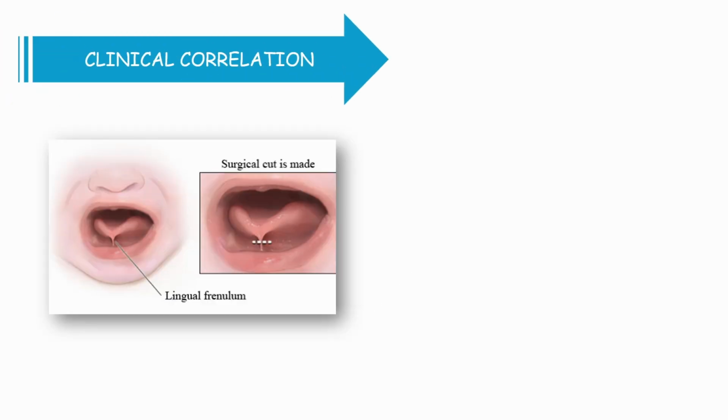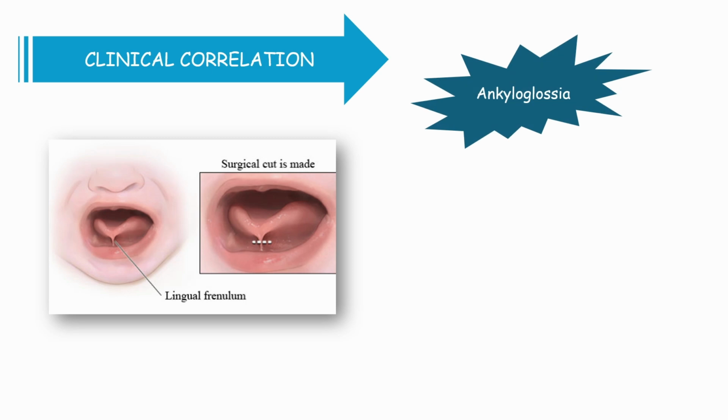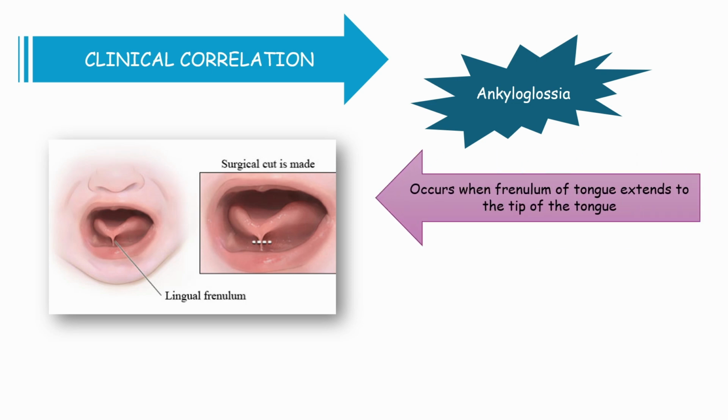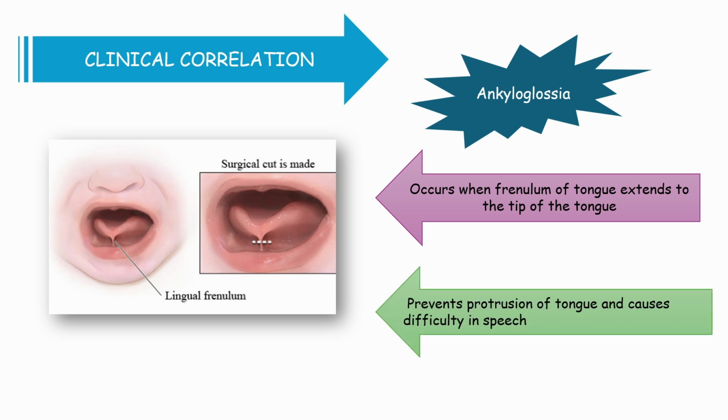The condition which we commonly see is the ankyloglossia. Ankyloglossia is otherwise commonly called as the tongue tie. It occurs when the frenulum of the tongue extends to the tip of the tongue. So it will prevent the protrusion of the tongue and causes difficulty in speech. Sometimes the tongue can also be adherent to the palate, which we call as the ankyloglossia superior.